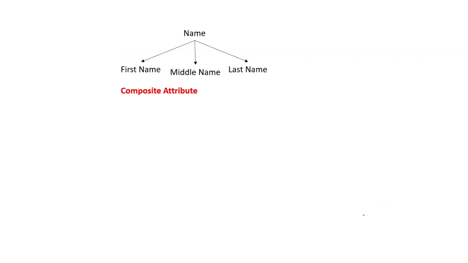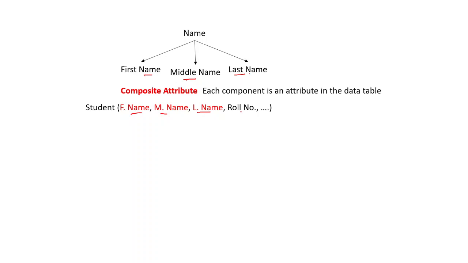Now let's move on to the composite attribute. Say you have a composite attribute in your entity relationship diagram, which has first name, middle name, and last name. Now, a composite attribute is actually not supported in your relational table. So what you have to do is introduce each component as one attribute in your table. So in this case, F name stands for first name. Your student will have F name, M name, which is the middle name, and L name, which is the last name, then roll number and other attributes. So that's all about composite attribute.